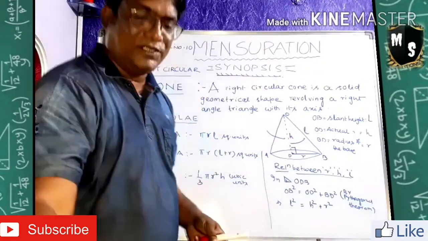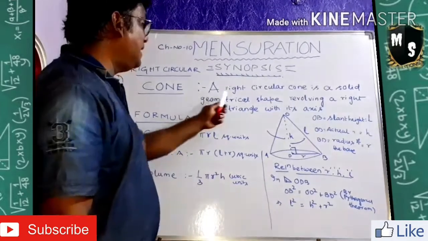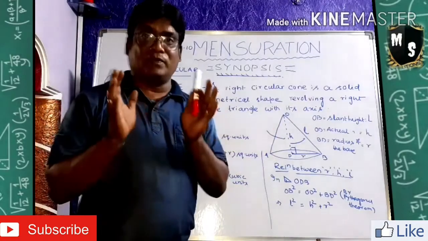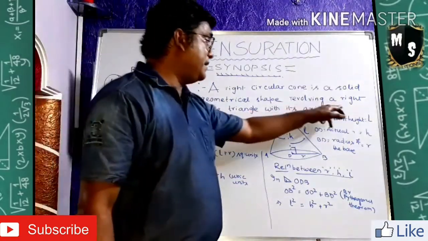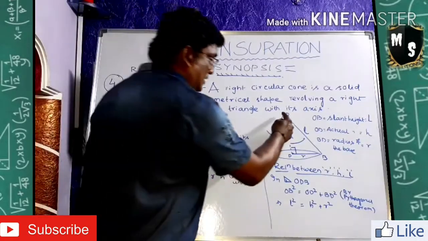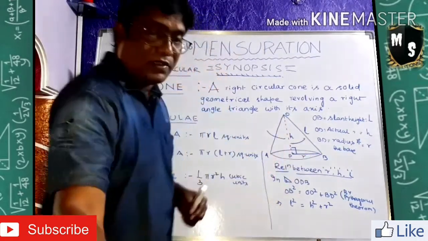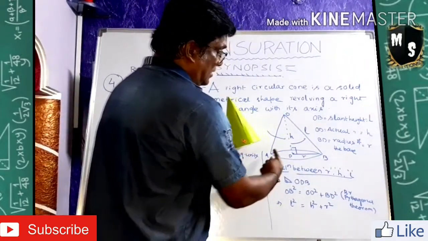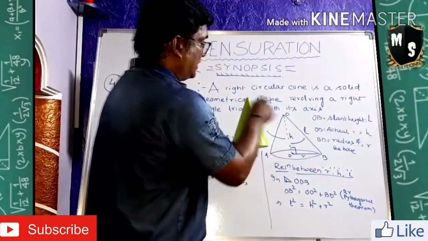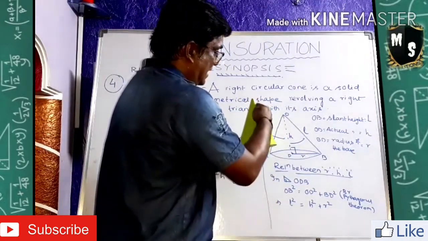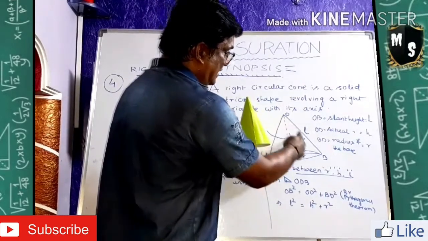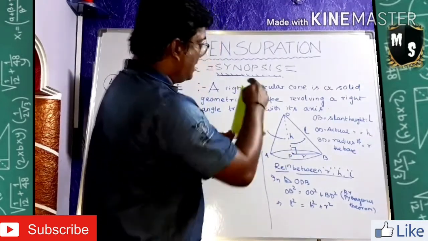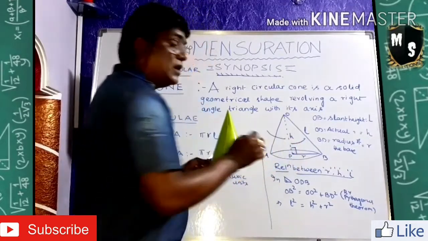I am explaining from the board. A right circular cone is a solid geometrical shape formed by revolving a right angle triangle. This is a right angle triangle. Now, in this joker's cap, this is the bottom circle. This is the top vertex. This is the slant height. And there is a middle height which joins the vertex and the center of the circle. The line joining the circle center and the vertex is called the actual height.